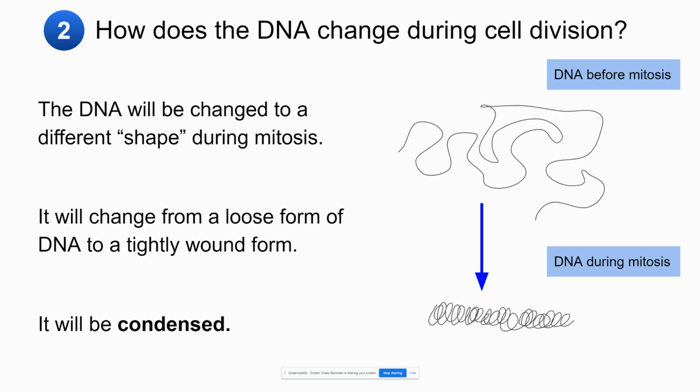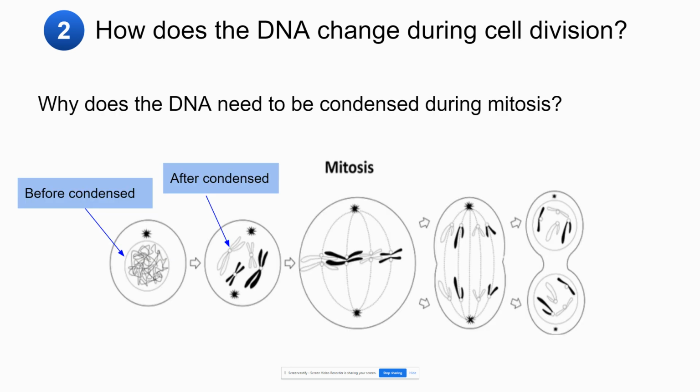At the very beginning of mitosis, the DNA's shape is going to change. Looking at the picture here, we can see that before mitosis, the DNA is very long, loose, and stringy. During mitosis, the DNA condenses into a very tight and smaller shape. Why might it need to be condensed into this tighter and smaller shape?